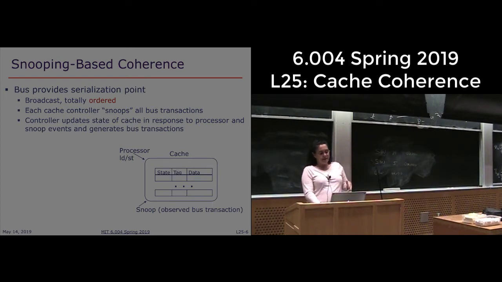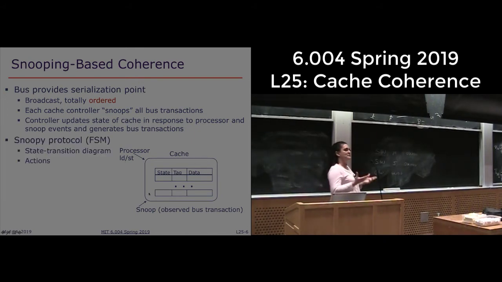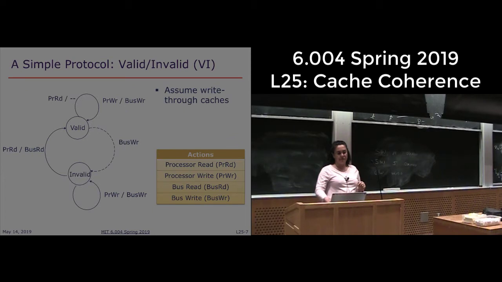So, as I mentioned, each of the caches needs to listen to two types of requests. The first is the processor's load and store requests, and the second are things that it observes on the bus. The way that we define how it listens to these and exactly what protocol it should follow is by creating a finite state machine, or an FSM, which has actions associated with the different state transitions, which tell the cache how it's supposed to behave.